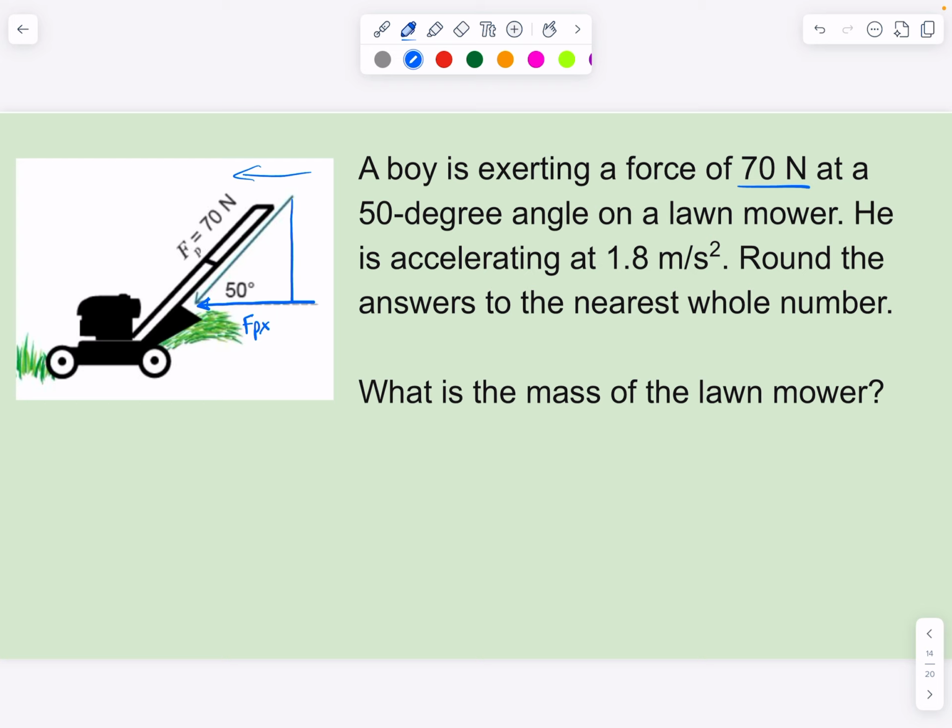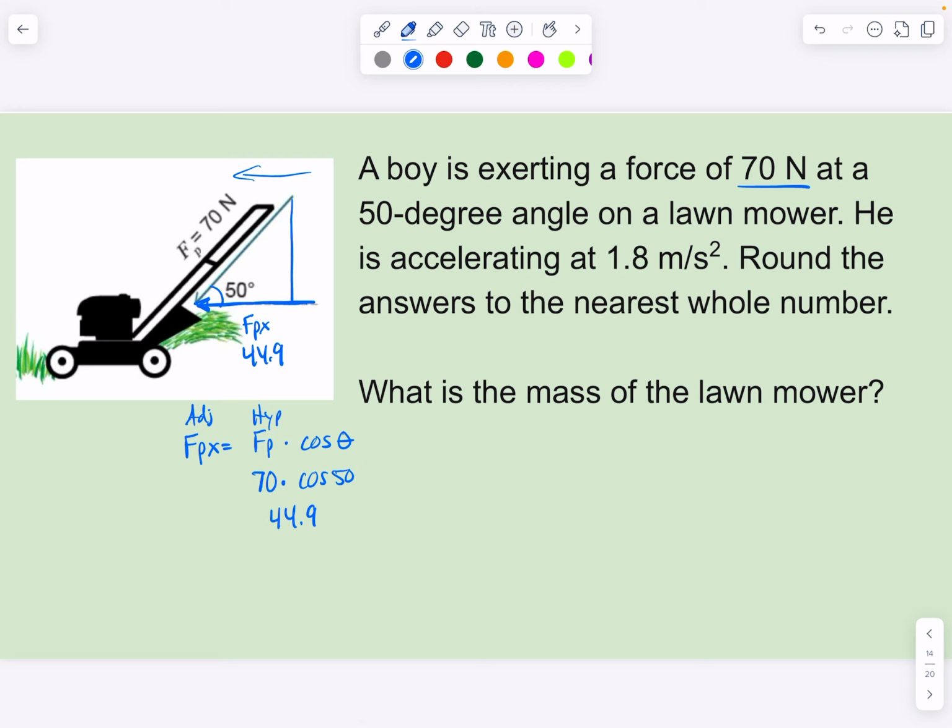So in this case, our FPX value is going to be the adjacent, which is the hypotenuse times the cosine of the angle, right? So we have 70 times the cosine of 50, which equals 44.9. So this value right here, 44.9, is the force it takes to be moving that lawnmower in that direction. That's a force that we're going to use.